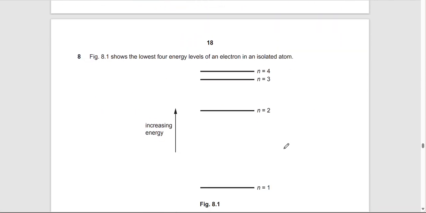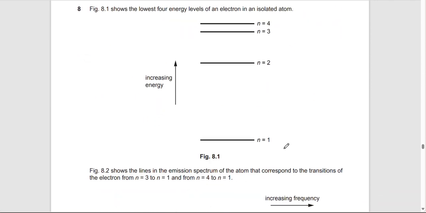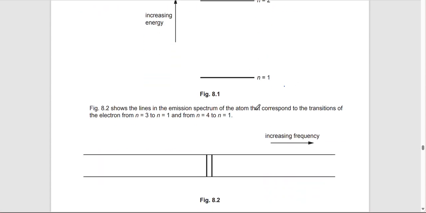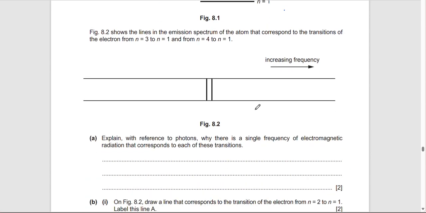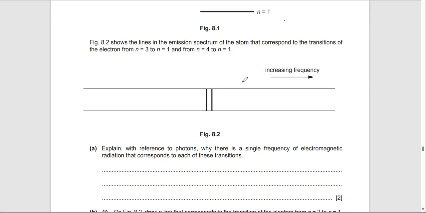Alright. Question 8. Figure 8.1 shows the lowest 4 energy levels of an electron in an isolated atom. Right, we have that value right there. Fig 8.2 shows the lines of the emission spectra of the atom that corresponds to the transitions of the electron from n equal to 3 and from n equal to 4 to n equal to 1, in increasing frequency.